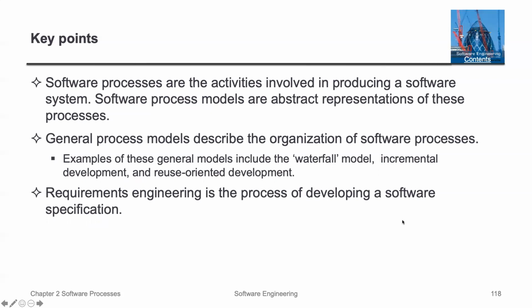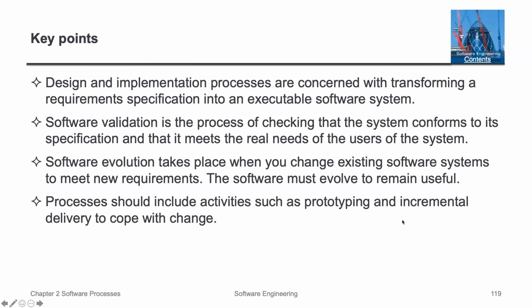Requirements engineering is the process of developing a software specification. Design and implementation processes are concerned with transforming a requirements specification into an executable software system. Software validation is the process of checking that the system conforms to its specification and meets the real needs of the users of the system. Software evolution takes place when you change existing software systems to meet new requirements. The software must evolve to remain useful. Finally, the process should include activities such as prototyping and incremental development to cope with change.